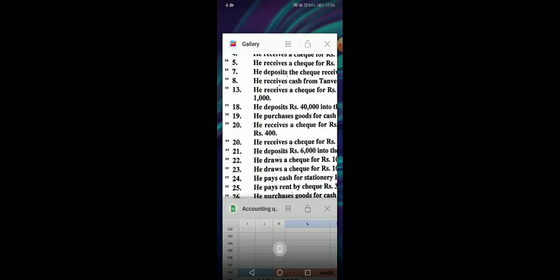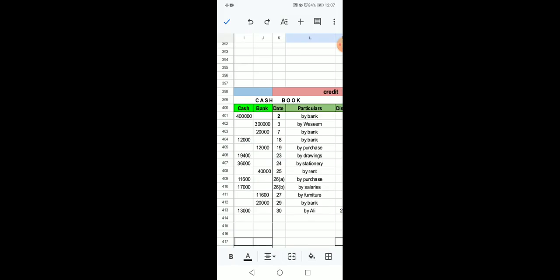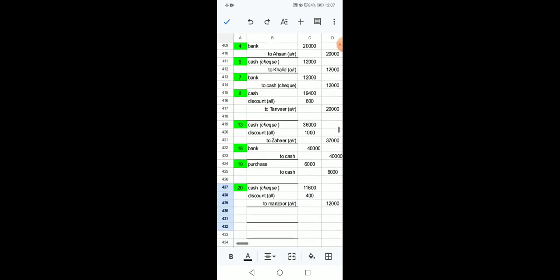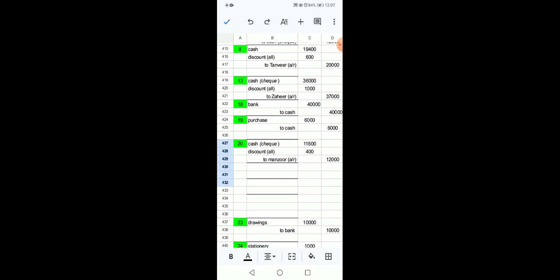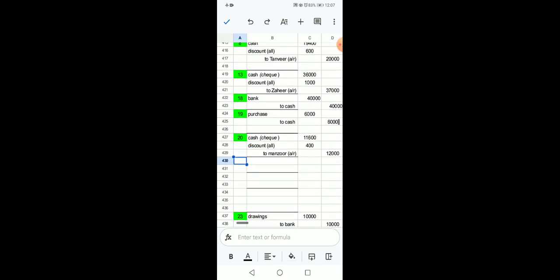See the question. After 20 there were entry numbers 21, 20 again, 21 and 22. These were three entries from 20 to 22, and perhaps for some reason, maybe it was in part A or part D, when we came back to part B, these entries were skipped. The 20th entry, 21st entry and 22nd entry, all these entries have been skipped, so we will do them.